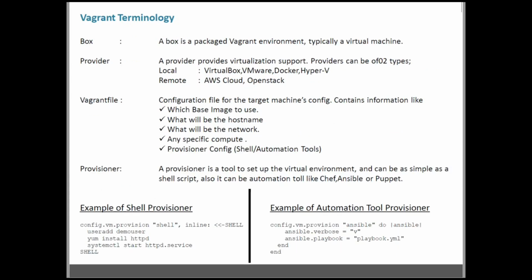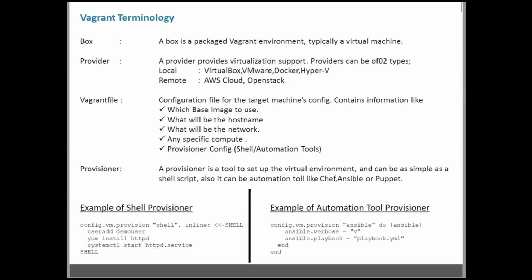Next, we have to understand the Vagrant terminology. This is very important. So what is a Vagrant box? A box is a packaged Vagrant environment, typically a virtual machine. Basically, it is a pre-baked operating system image in the Vagrant format, with the operating system installed and pre-configured. Many times a box is also referred to as a base image. So if someone says base image for Vagrant or someone says box, both are interrelated terms.